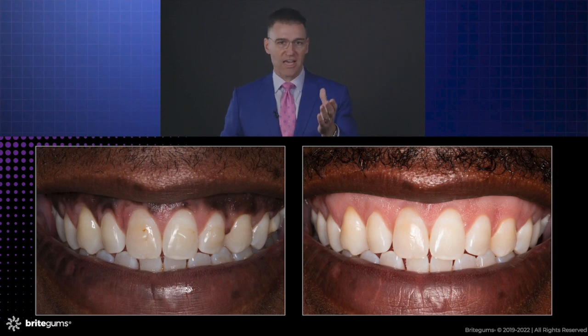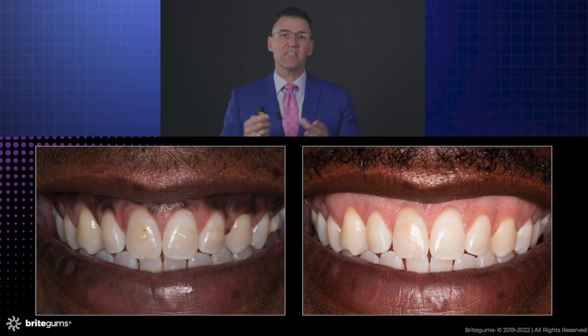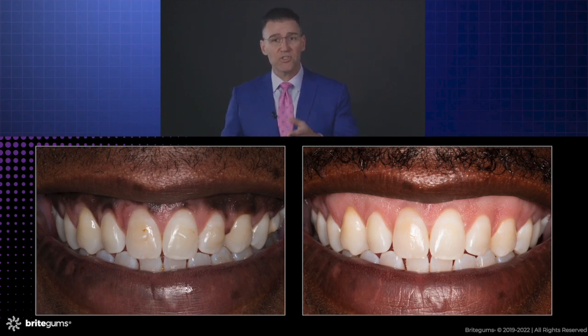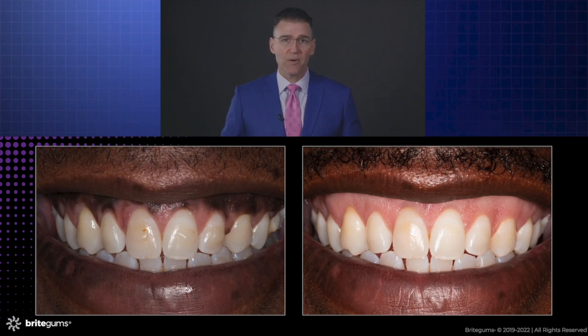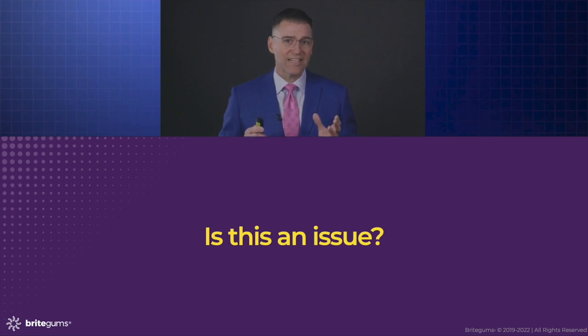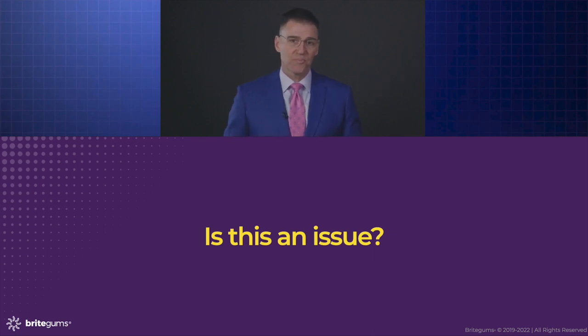So you see on the left, the patient presents with blotchy gums and says that they've been teased since they were 11 years old about the nature of their gums. Now the gums are healthy, there's nothing wrong with them, they were born this way. And then the picture on the right is 5.5 years after the initial treatment with britegums, and we were able to pinken the gums. So you may be wondering, is this an issue?